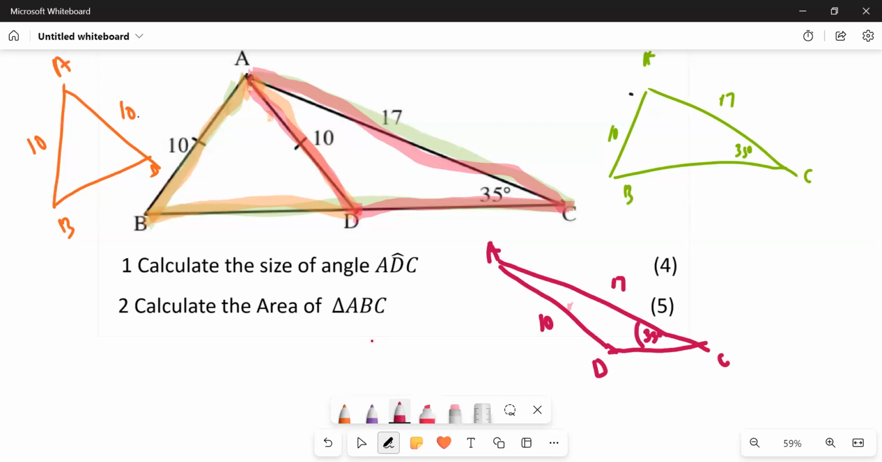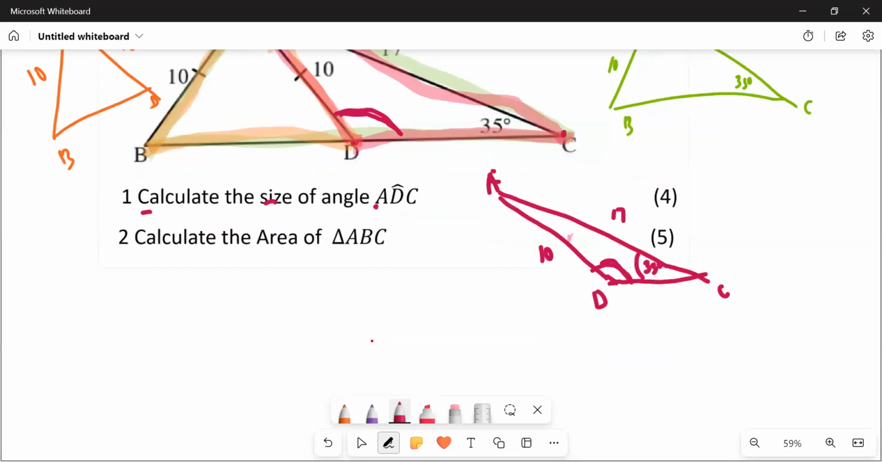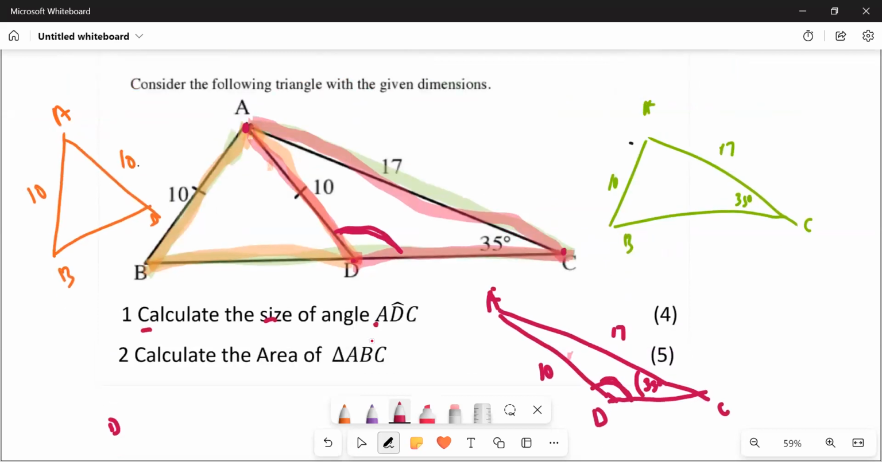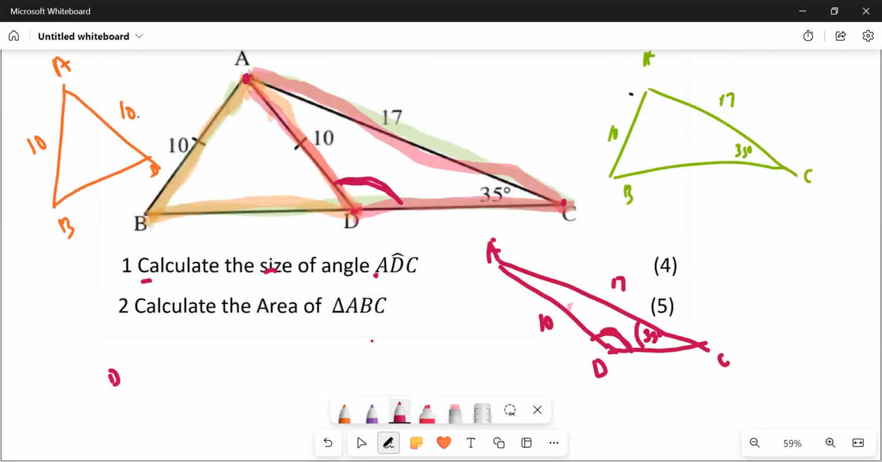The first question says, calculate the size of angle ADC. We're talking about this angle here. It looks like an obtuse angle. So how would you approach that one? Where would you find this angle? Which triangle are you going to use? Let's call this one 1, this one 2, and this one 3. Which one should we use?